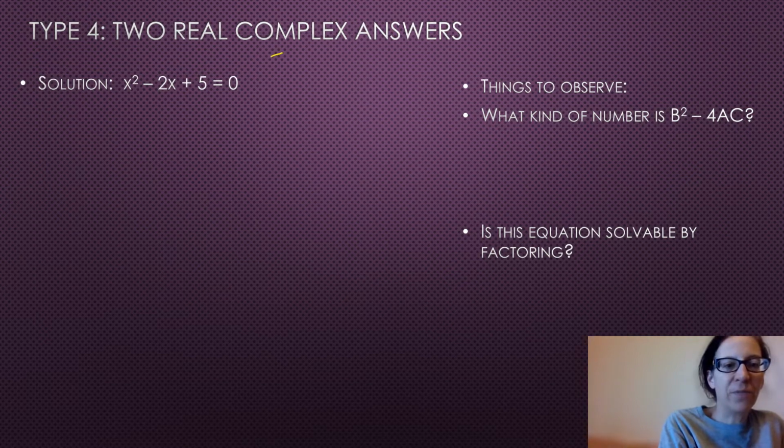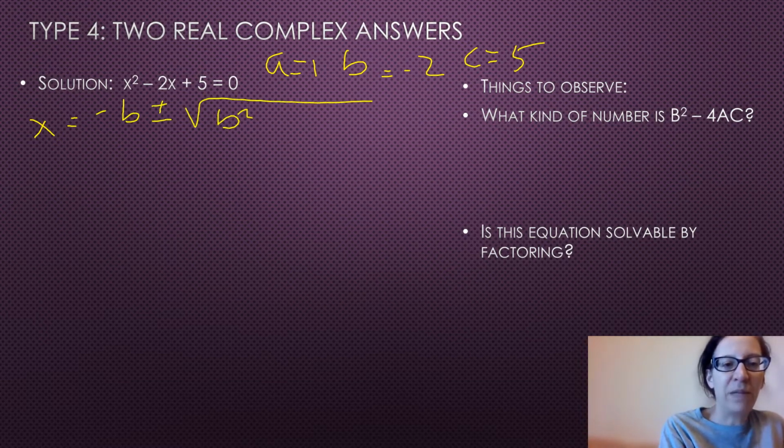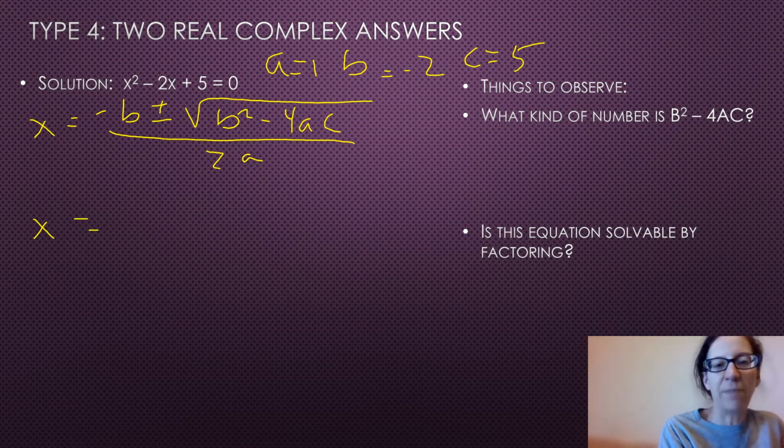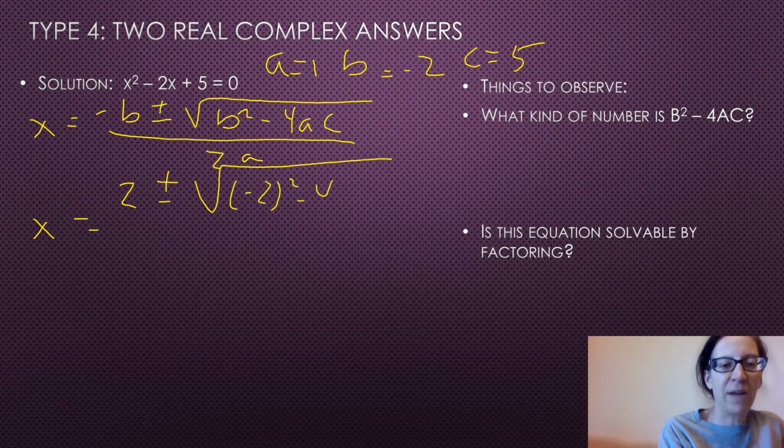All right, so in this one, we have a is equal to 1, b is equal to -2, and c this time is +5. The quadratic formula is the opposite of b plus or minus the square root of b squared minus 4ac all over 2a. And now we're just going to throw those numbers in. The opposite of -2 is 2. And then we're going to do -2 squared minus 4 times 1 times 5 all over 2 times 1.